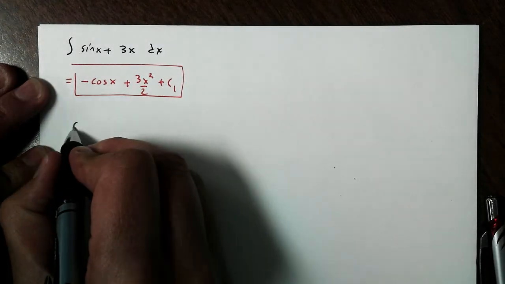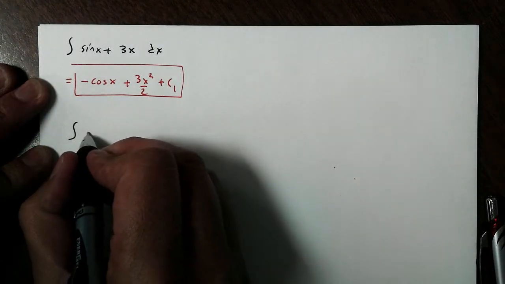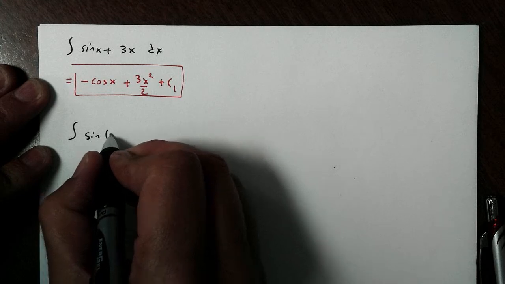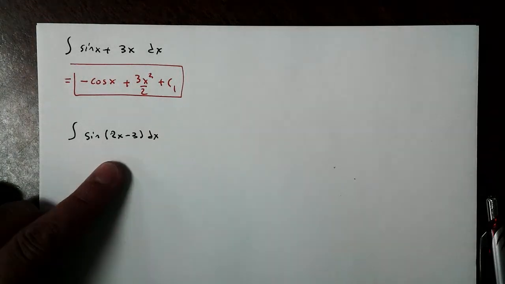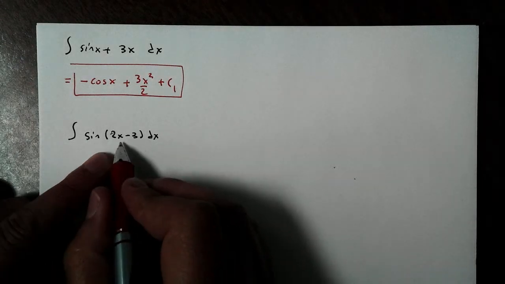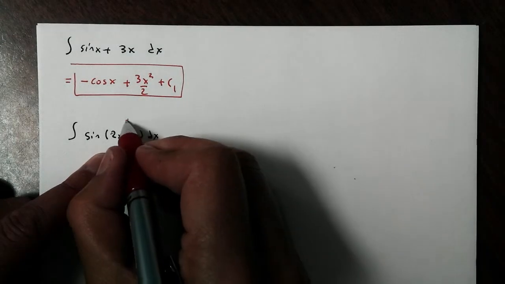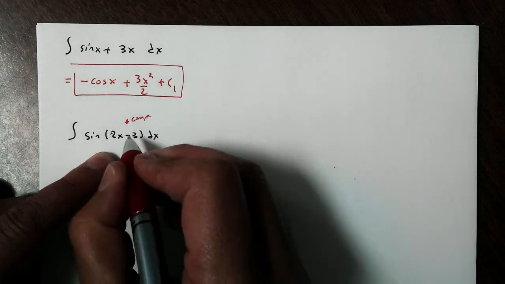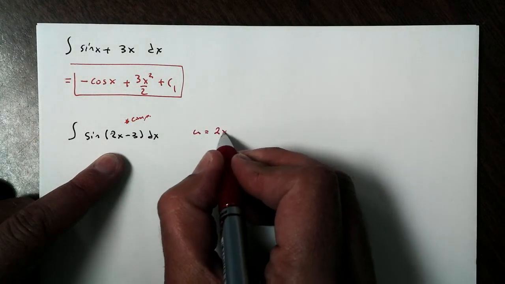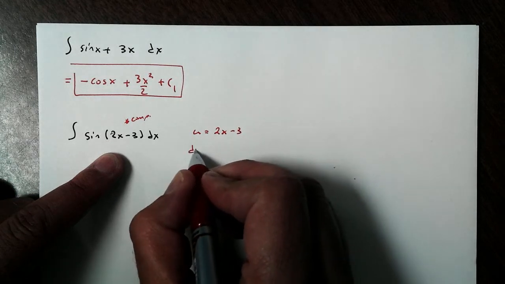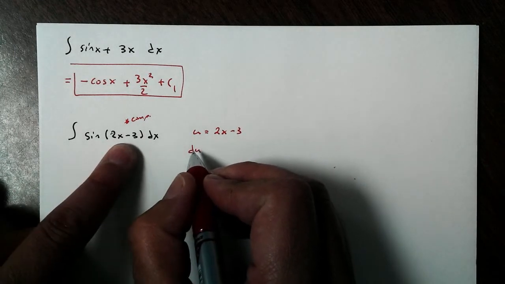Let's take a look at another one. Let's look at a little bit weirder one. Still sine of x, but it's going to be sine of 2x minus 3 dx. Now this is a little bit different because this has an inside function, so this is our composite function. So we're going to be using u substitution. We're going to let u equal 2x minus 3. So that's going to replace my 2x minus 3.